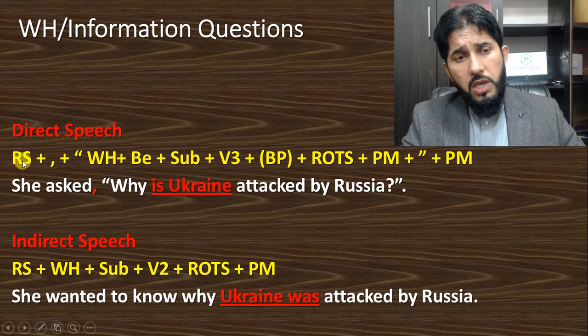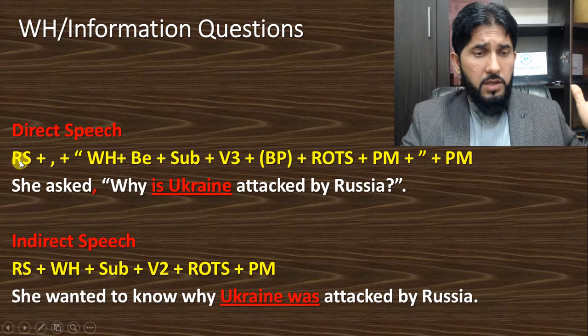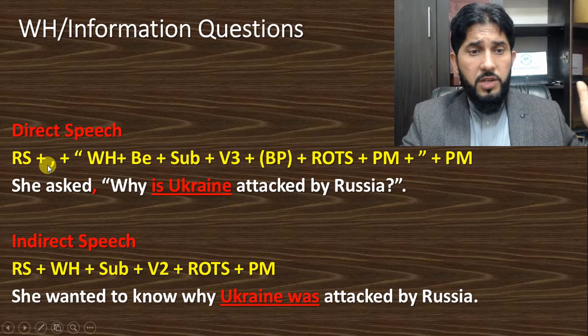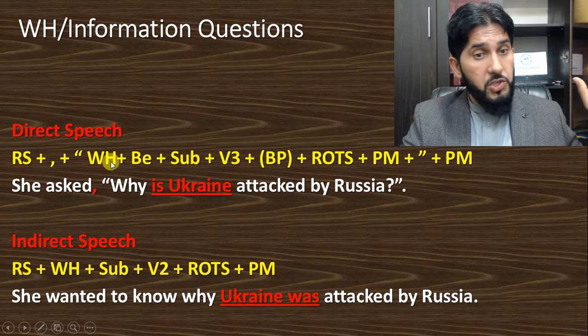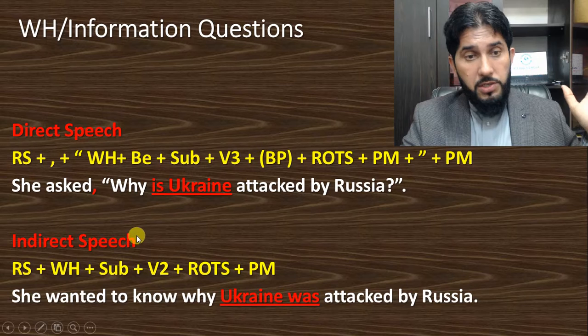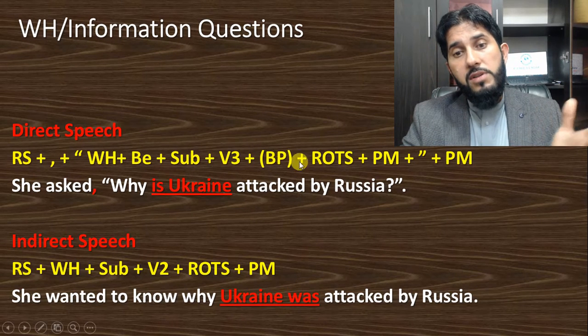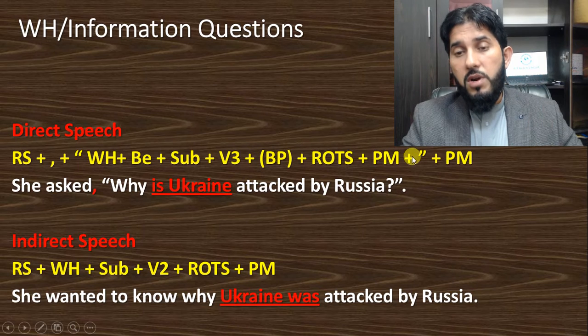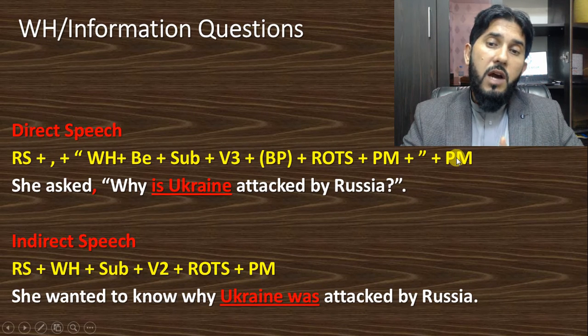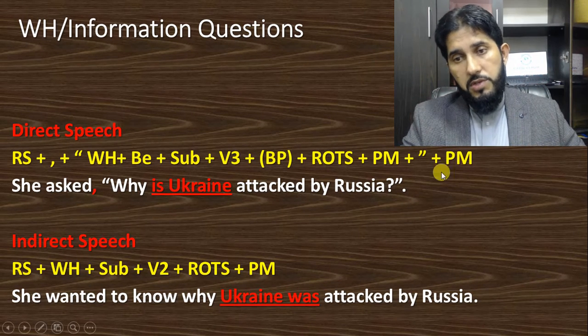Look at the structure. At the beginning you need the reporting speech, then comma, then the WH question word. No conjunction, okay? So WH question word, then the to be verb, then subject, main verb in third form, by phrase. There could be the rest of the sentence, punctuation mark, then quotation marks, and then outside the quotation marks, a punctuation mark.